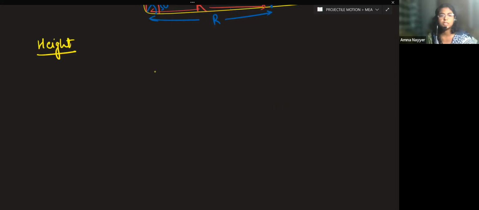Now see height and velocity. Two topics are left in this. Then we'll practice questions. Then you have horizontal projection, and then your lesson will be over.